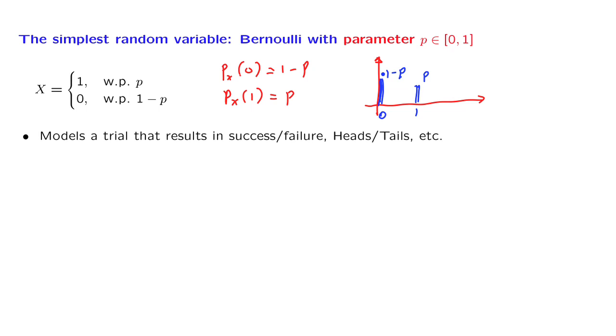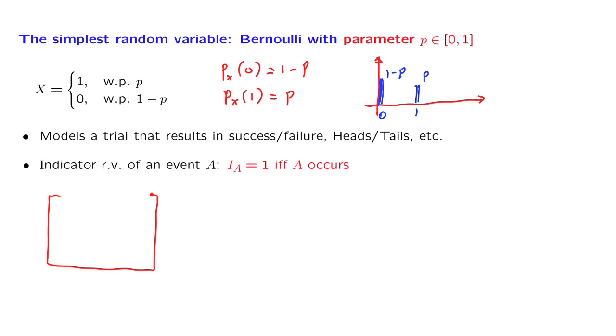Bernoulli random variables show up whenever you are trying to model a situation where you run a trial, and that trial can result in two alternative outcomes, either success or failure, or heads versus tails, and so on. Another situation where Bernoulli random variables show up is when we're making a connection between events and random variables. Here's how this connection is made.